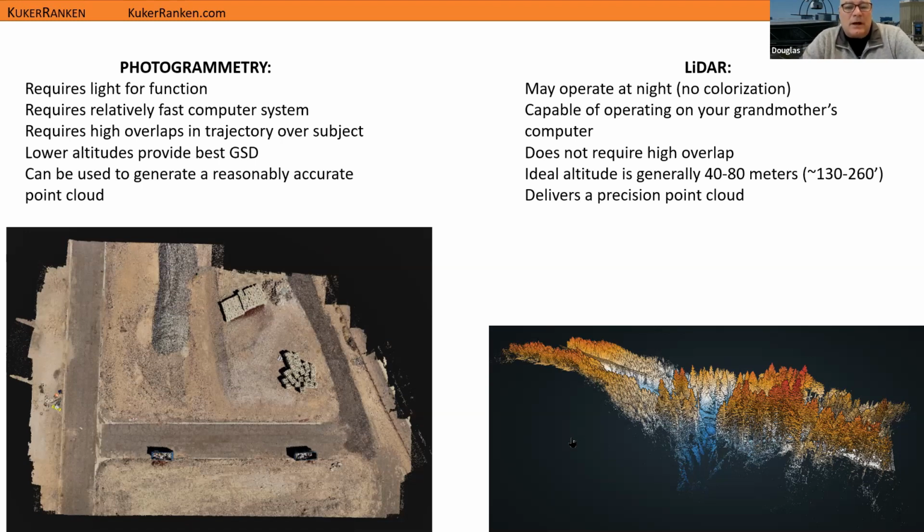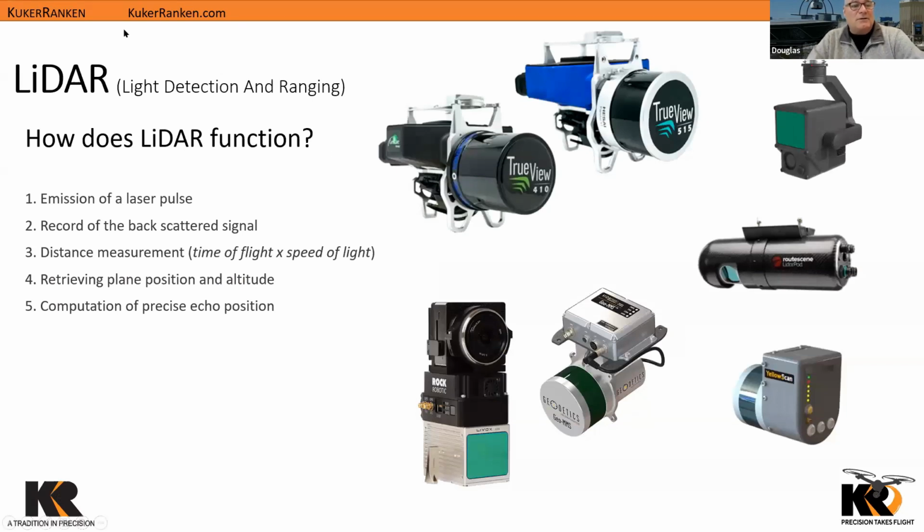When we're done with the LiDAR, we end up with a precision point cloud. So it's a little different than what we end up with when we're doing photogrammetry. Now, there are lots and lots of different LiDAR devices to choose from. Without going into all of them, you can just see some of the different brands that are there. But how does a LiDAR system work?